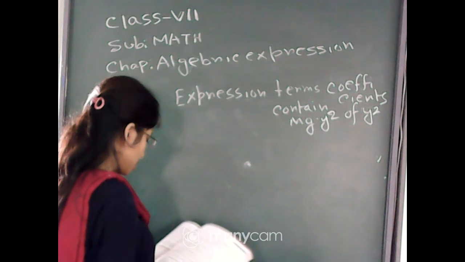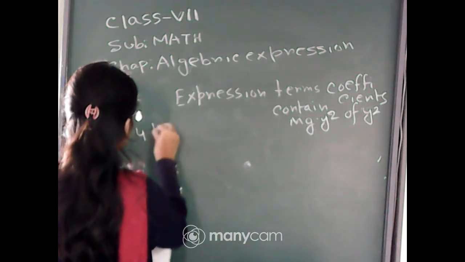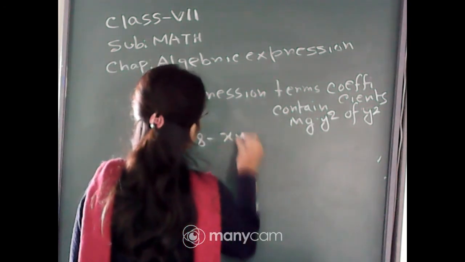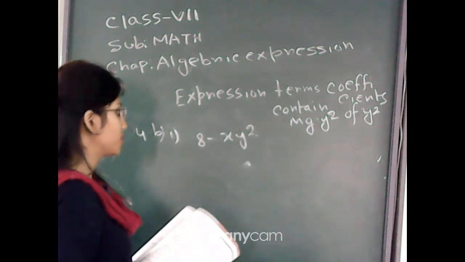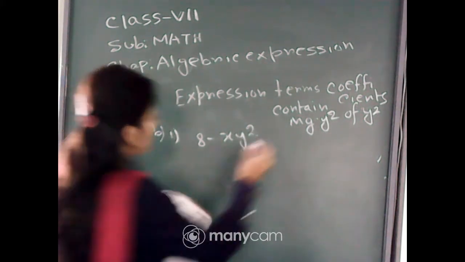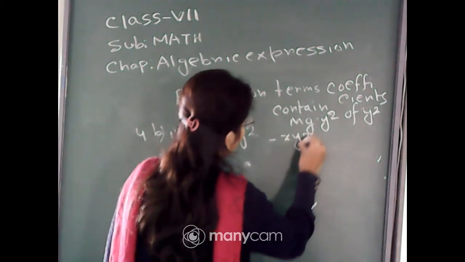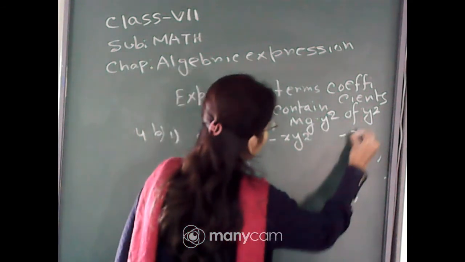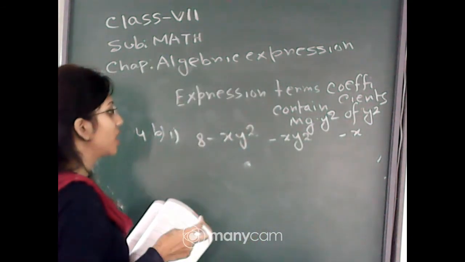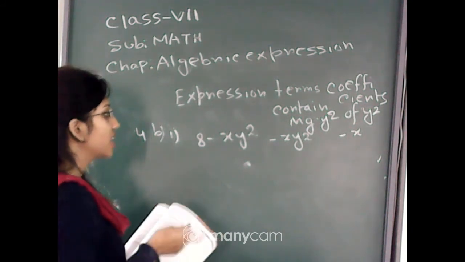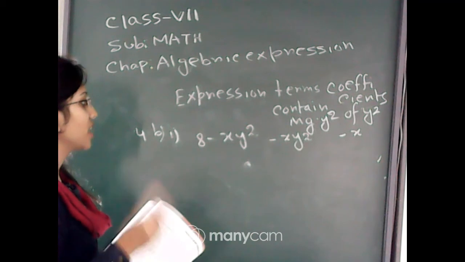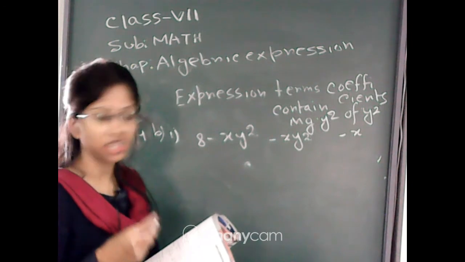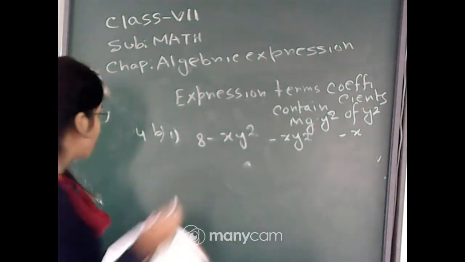Now, question number 4b1. Here the algebraic expression is 8 minus xy square. In this algebraic expression, the term containing y square is minus xy square and therefore the coefficient of y square is minus x, since minus xy square is the product of minus x and y square.